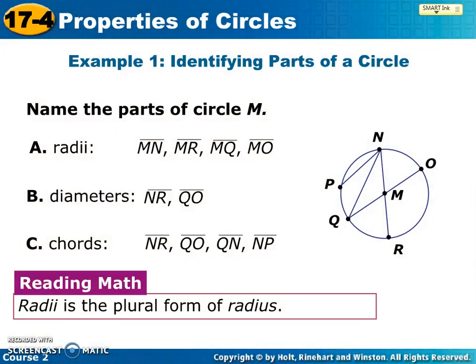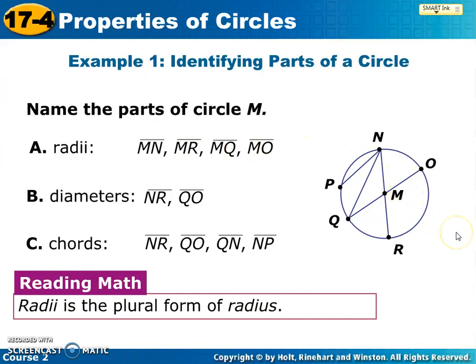All right, now we're going to identify some parts of the circle. It says, name the parts of circle M. We call it circle M because that's the center point. Look at this word over here, radii. Radii is the plural of radius. So we want to name all of the radii in this circle.